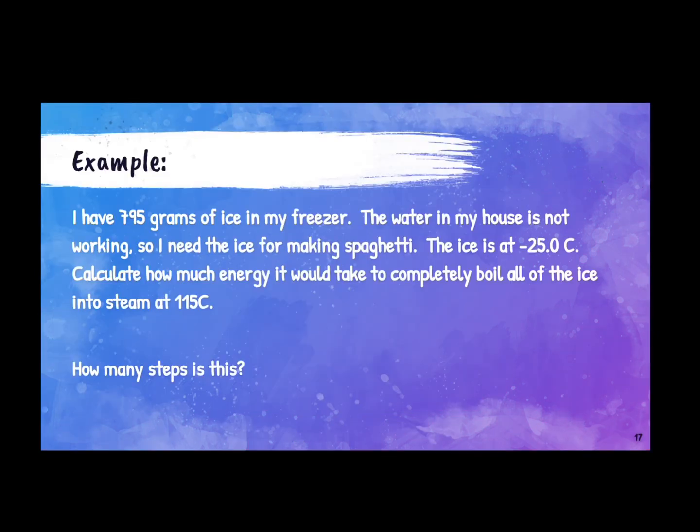Okay, let's do an example. I have 795 grams of ice in my freezer. The water in my house is not working, so I need the ice for making spaghetti. The ice is at -25 degrees Celsius. Calculate how much energy it takes to completely boil all the ice into steam at 115 degrees Celsius. And how many steps is this?